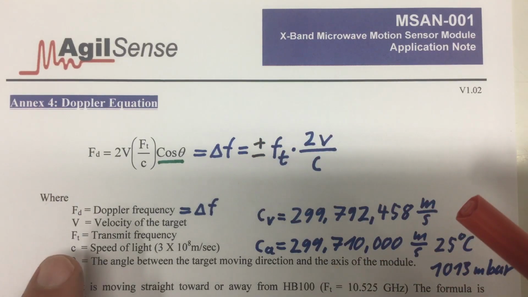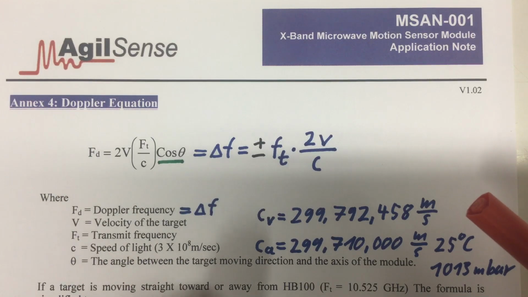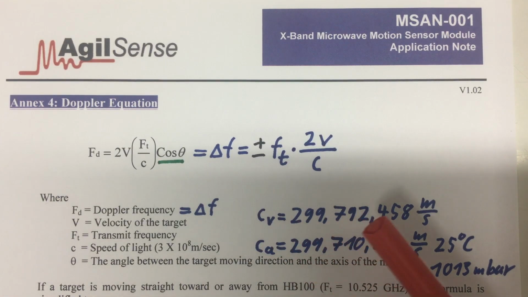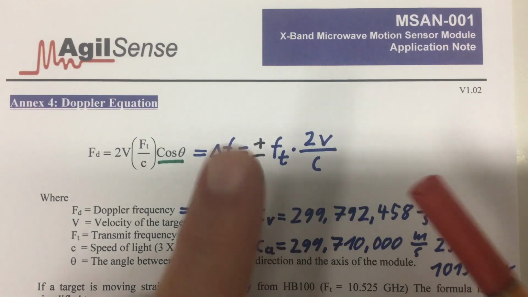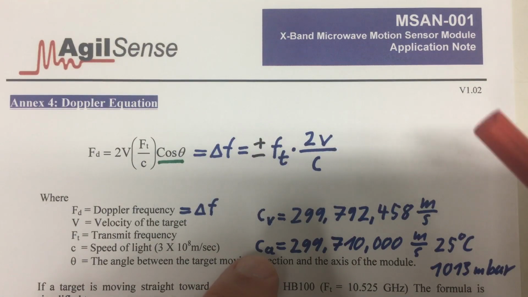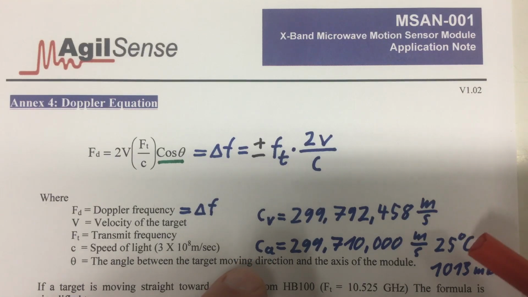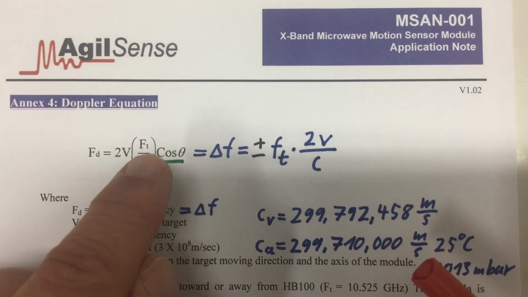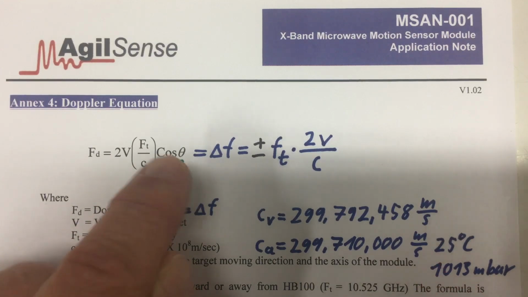One more remark on the speed of light, which is given here as 3 times 10 to the power of 8 meters per second. In vacuum, it's exactly that number, and where we are living currently in a standard atmosphere at 25 degrees C and 1013 millibars, it's even a little bit slower than that number here. But now let's talk about that cos phi term.